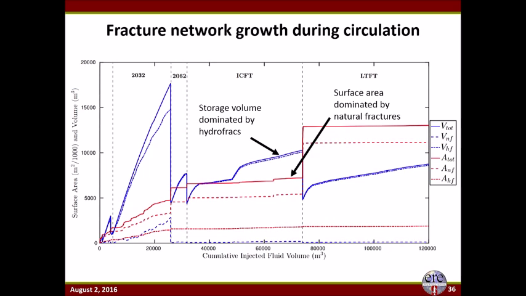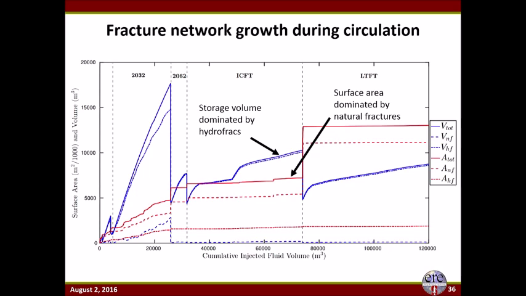So I just went through the stimulation phase of the modeling. We also modeled the circulation phase, the 2 circulation experiments. I don't have time to go through all the details of those results, but I do want to bring up one interesting observation. At Fenton Hill, they performed several successive tracer tests during the circulation experiments, and the results of those tracer tests suggested that the reservoir volume, the fluid accessible volume, was growing over time.